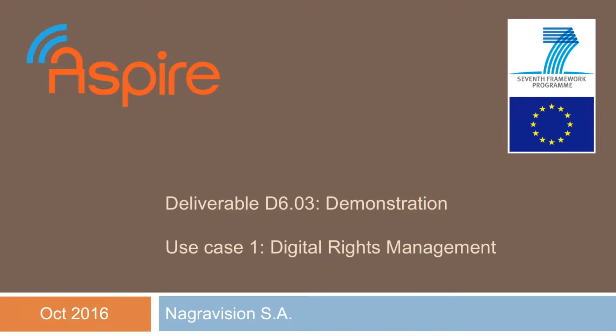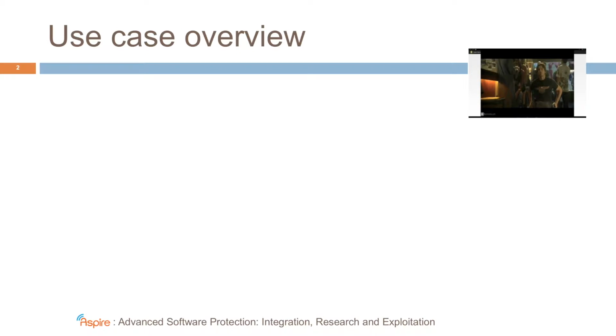In this movie, we'll demonstrate the first Aspire use case, which concerns digital rights management. On the surface, this use case looks like a video player, but under the hood, a lot of DRM and crypto functionality is present to allow the user to watch encrypted movies.